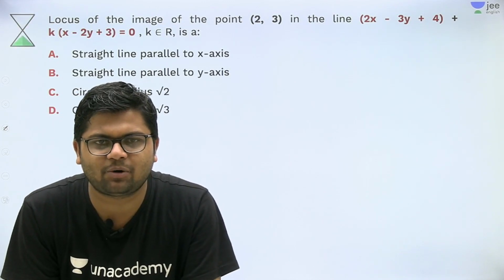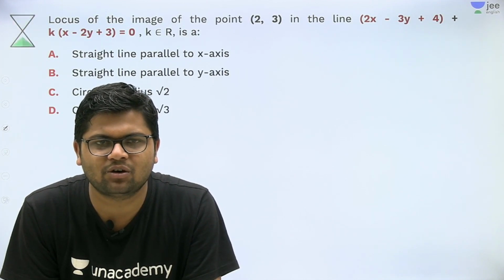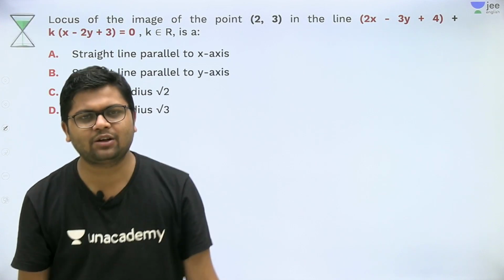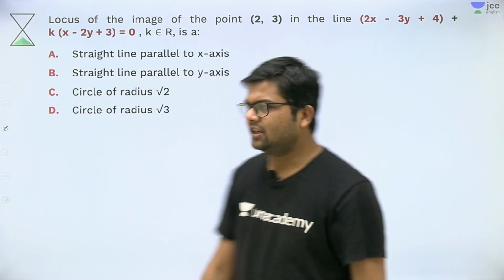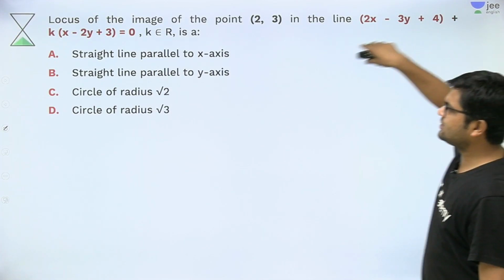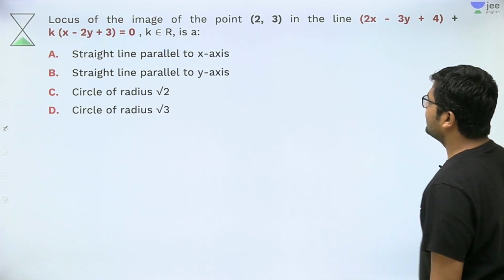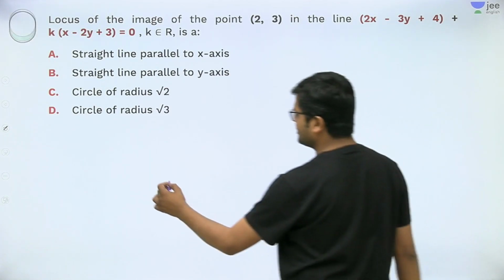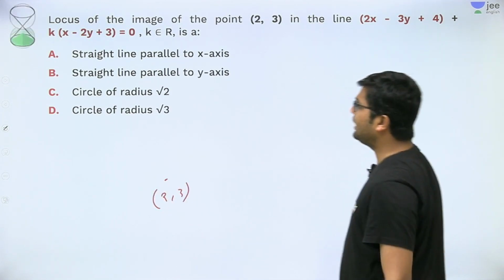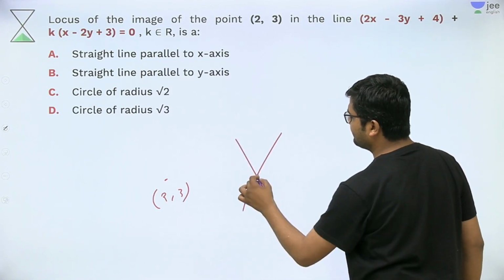Locus of the image of the point (2, 3) in the line 2x minus 3y plus 4 plus k times (x minus 2y plus 3) is equal to 0. Very good question. Basically this is a family of lines, and you need to find the image of the fixed point (2, 3) with respect to this family.